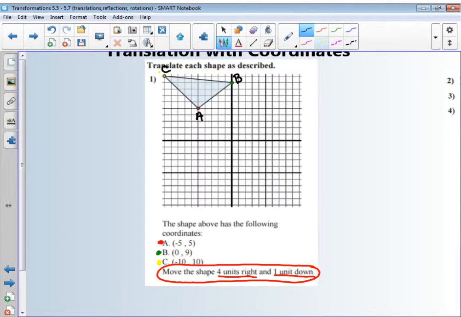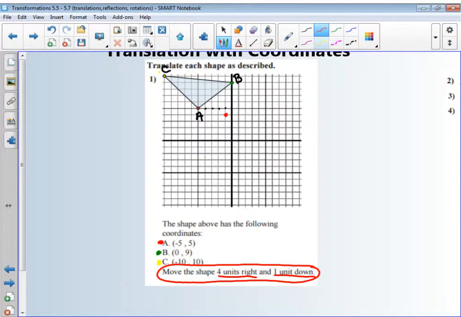So I'll go ahead and start with my A, my red dot, and I'm gonna go 4 units to the right. So if I count 1, 2, 3, 4, and I'm gonna go 1 unit down. So if I go 1 unit down, it's gonna be sitting right here is where my new red dot is. Okay, so now I can go ahead and continue that exact same counting from each of the points.